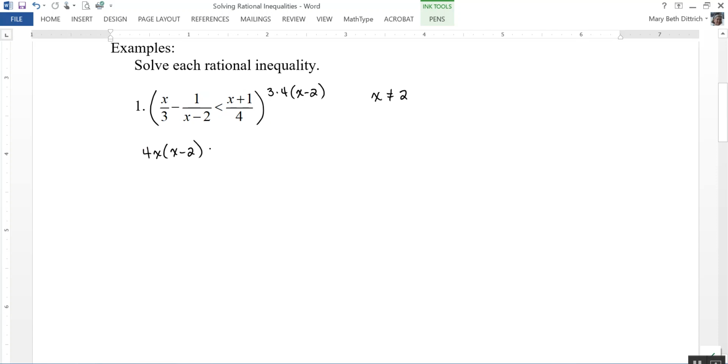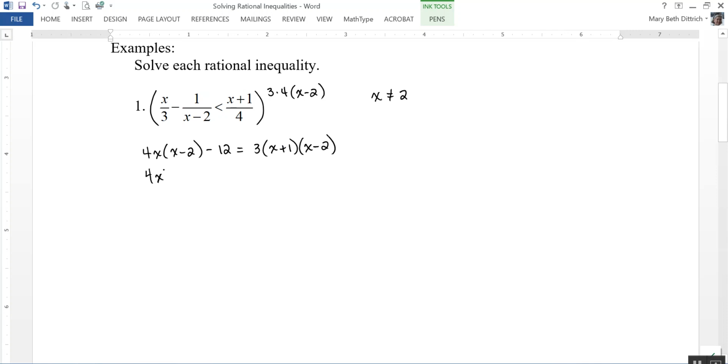minus 2, and then distributing it to the second, the x minus 2's cancel out and I'm left with a minus 12, and then distributing it to the last term, the 4's will cancel out and I'm left with 3 times x plus 1 times x minus 2. And so now I have just a straight equation that's a little simpler to solve here. So let's go ahead and distribute here.